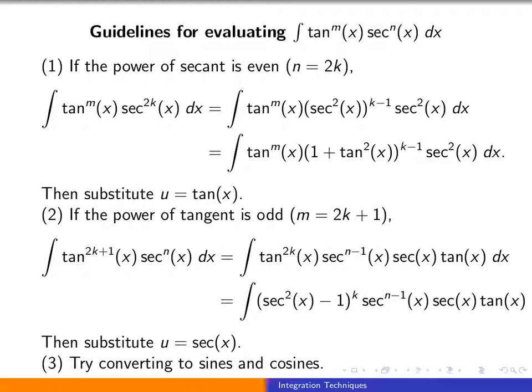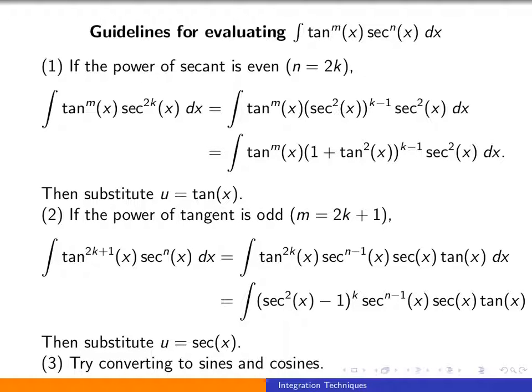A similar approach can be taken when we are integrating tangent to a power, secant to a power. But here it's not quite as nice of a dichotomy. What we can do is give guidelines for when the power of secant is even, the power of tangent is odd, and then in general maybe something you can think about if not. So if the power of secant is even, what we are going to do is take a square of secant and leave that over. It's going to be our du. And then the remaining squares of secant we can rewrite in terms of tangent via the Pythagorean identity. So just like we did with the sines and the cosines, but now with tangent.